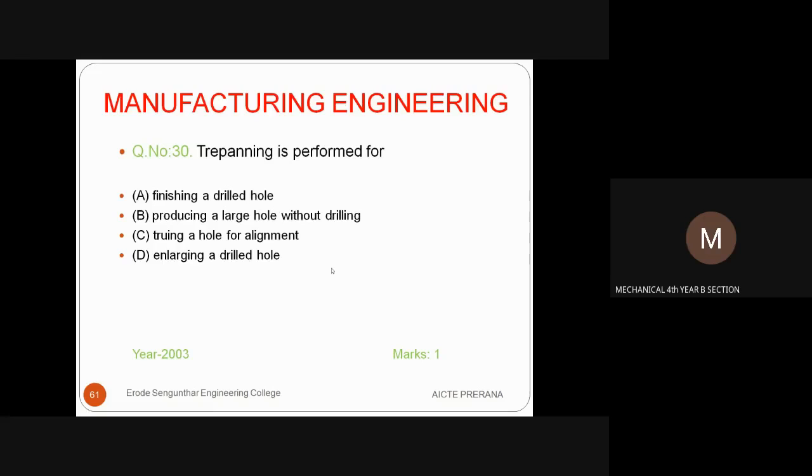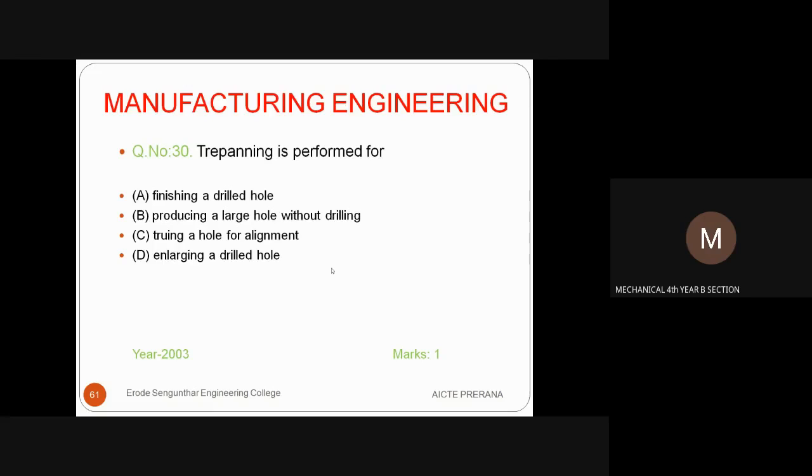And producing a large hole without drilling, let us wait with this option. We will go to the truing operation. Truing is nothing but checking the alignment of the hole. If the alignment of the hole is not proper, we use a truing operation. And enlarging a drilled hole, we may make a counterbore operation, or it may be a reaming operation again. Enlarging and finishing a drilled hole means it is the reaming operation only. We have completed the other three options.